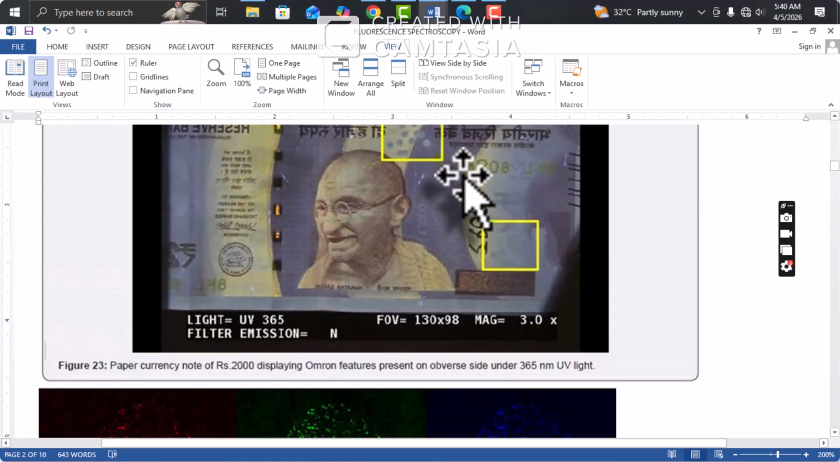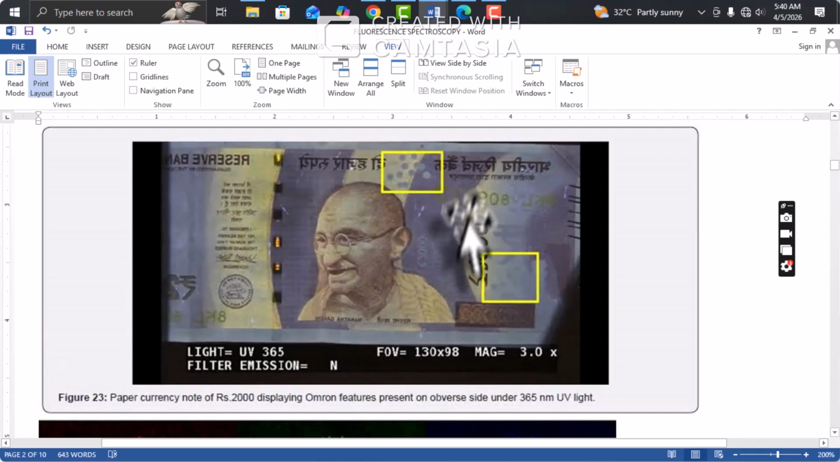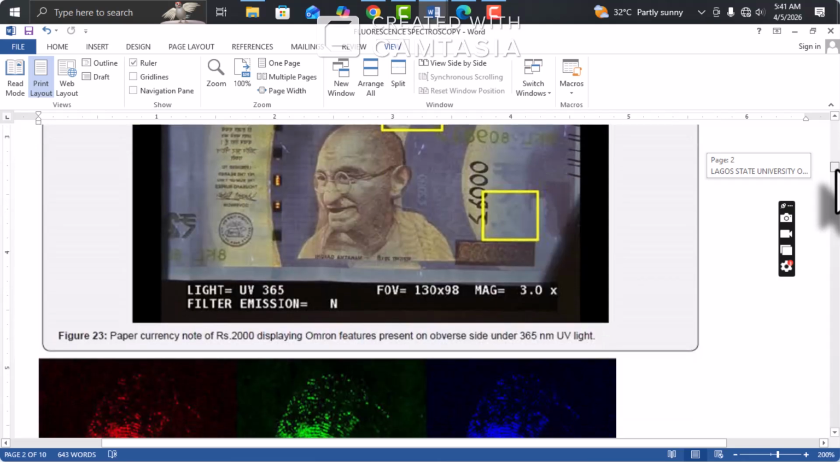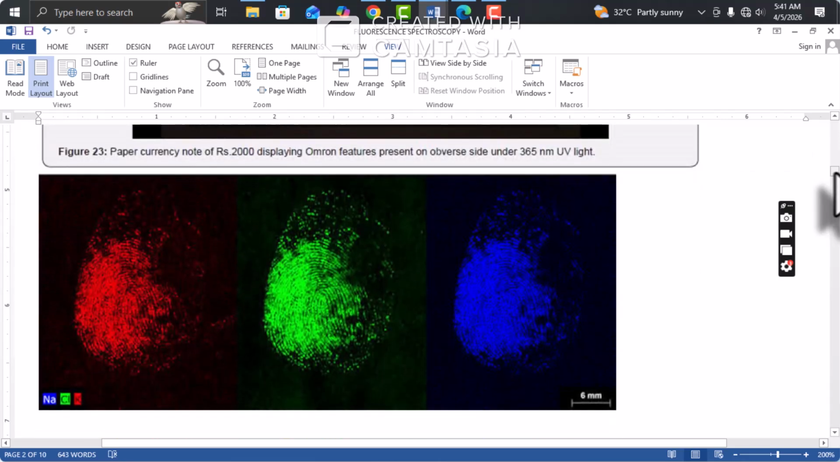So you have a material that is fluorescent on the note. The material on the note, the fluorescent material that has been used to coat the note, will give off light when it is subjected to UV light. Once you put the note under UV light, you see new features appearing. That is how you know whether the note is original or fake.